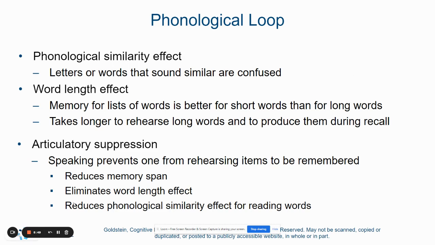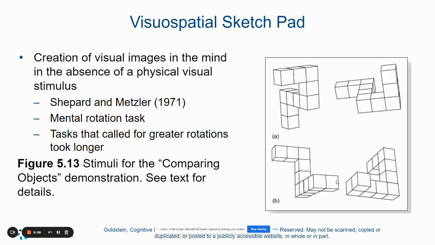When it comes to the phonological loop and articulatory suppression, speaking prevents one from rehearsing items to be remembered. So that's going to reduce your memory span. It's going to eliminate the word length effect and reduce the phonological similarity effect when reading the words.